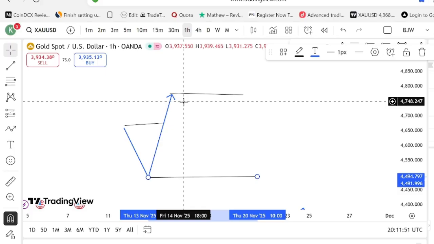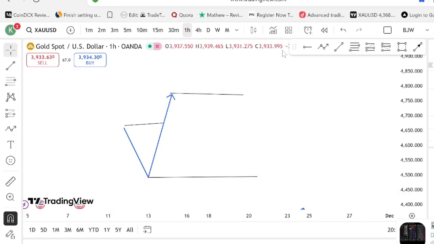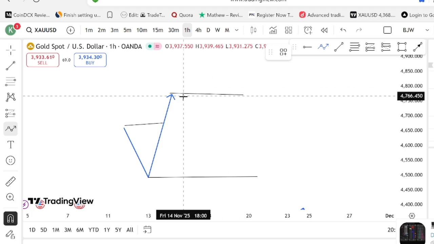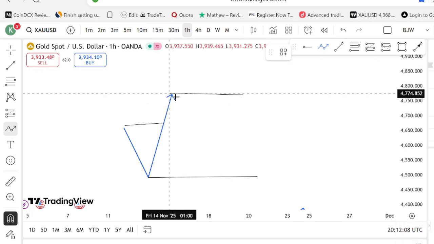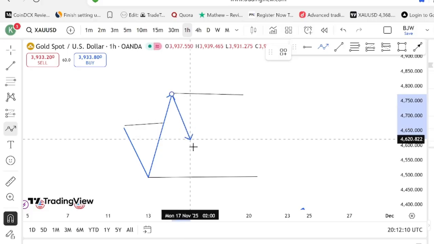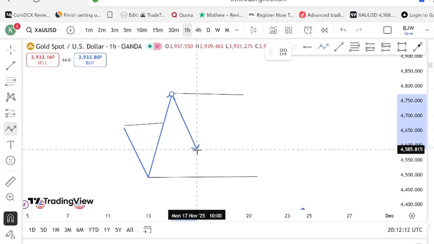Now, when you say, okay, Bernard, where is my substructure? The substructure tends to be the reversal that forms the swing structure. So let's say we've already gotten our swing structure, and now you're looking at the substructure. Basically, whenever price tends to give a reversal, it becomes your substructure.